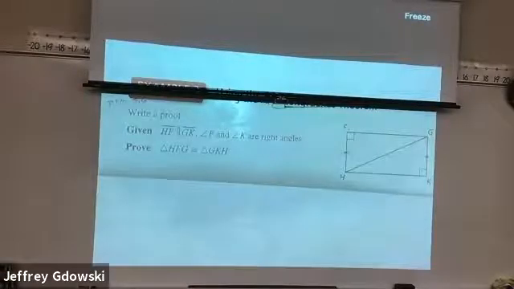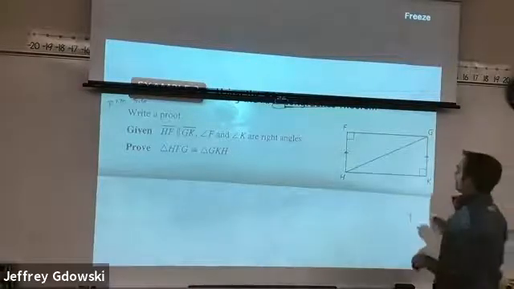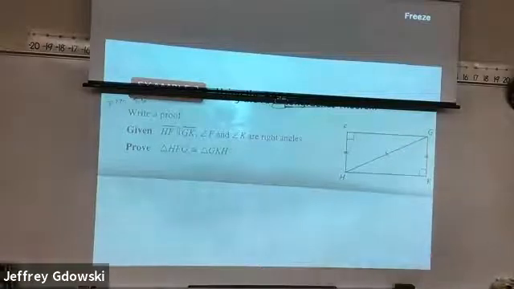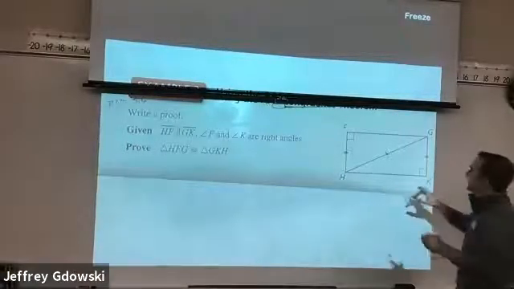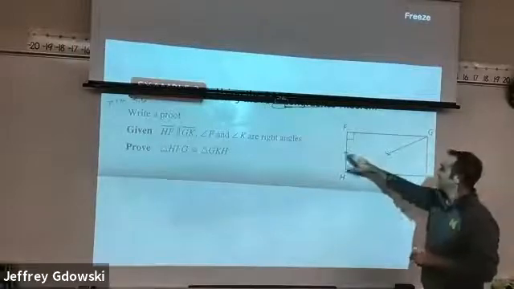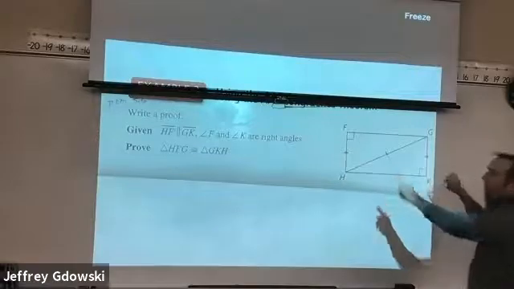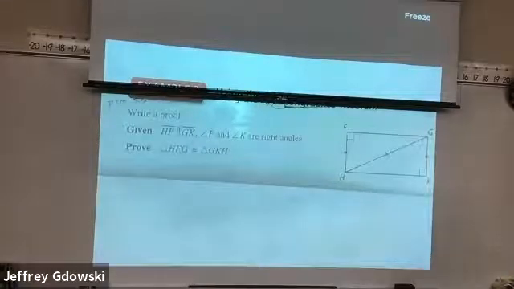Reflexive property of congruence. You can say that HG is congruent to GH. Okay, there you go, GH and HG by reflexive property of congruence. Good. Now you can use HL to prove the triangle is congruent. We would need another pair of legs congruent, and we don't have legs congruent. We have legs parallel, but we don't have legs congruent, so we can't use HL yet.